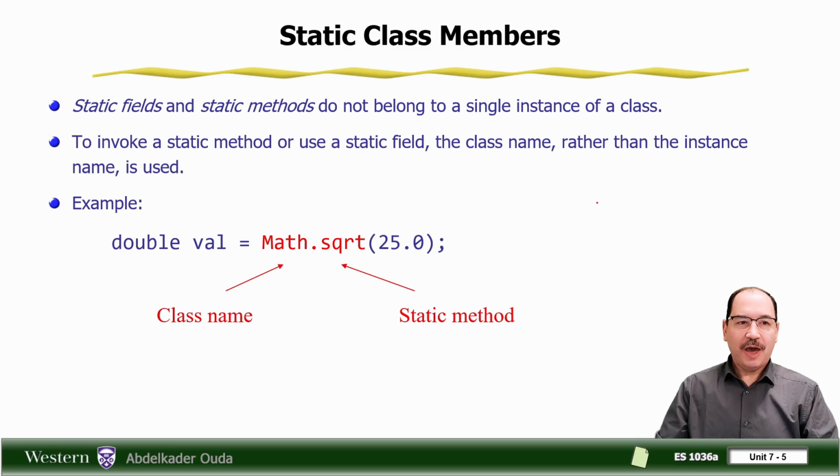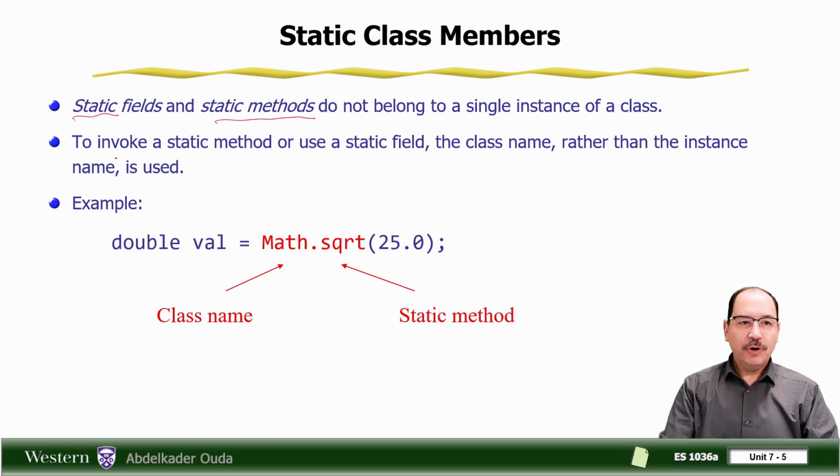Alright, so as we have instance fields and instance methods, we also have static fields and static methods. A static field and static method don't need an instance of the class. They belong to the class itself. So we don't need to create an instance of the class in order to be able to assign a value for static fields or to be able to call a method from the class.